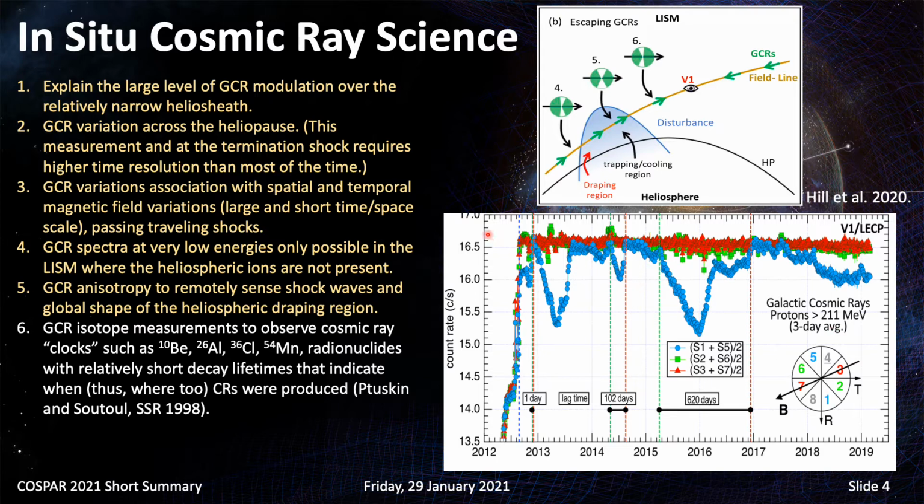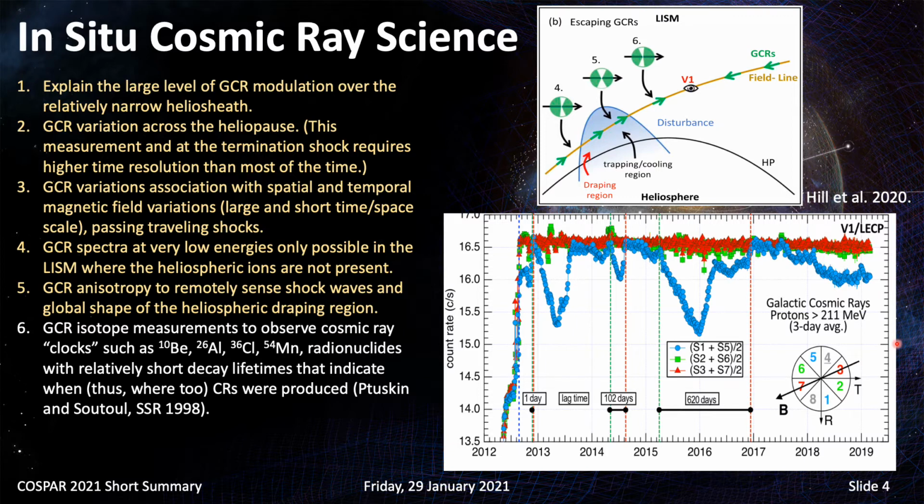Measurements similar to these are actually from Hill et al. 2020, but they saw in the intensities that are perpendicular to the magnetic field, there were temporal variations, these long episodes that are hundreds of days, whereas parallel to the magnetic field, the cosmic ray intensity stayed pretty constant.